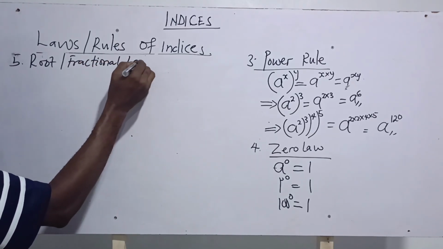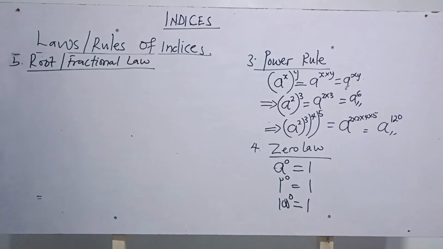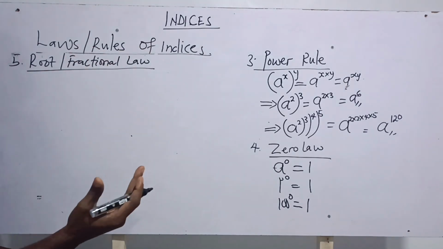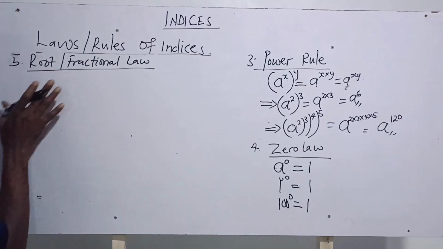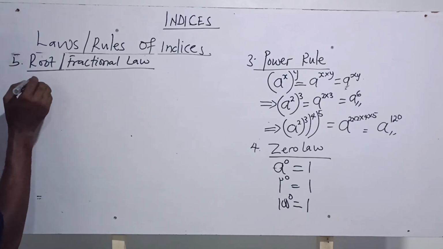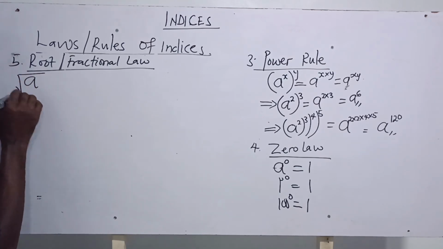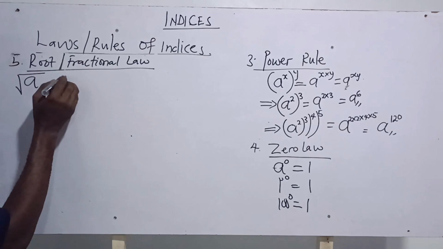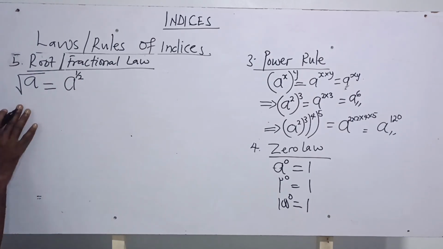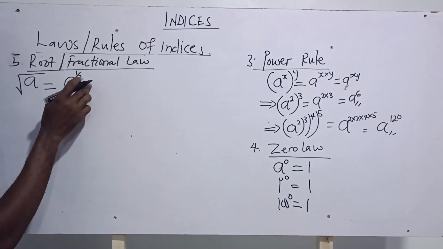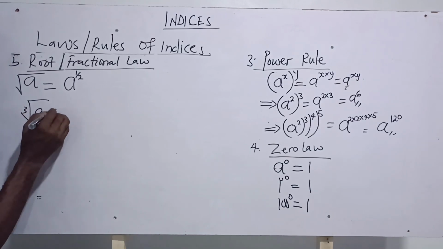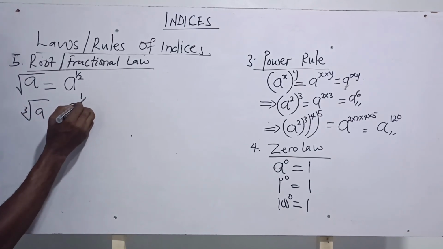Fractional law of indices. Because you can express some roots in the form of a fraction, I call it the fractional law. So if you're having root a, what this is saying is you should look for a raised to power 1 over 2. So root a means a raised to power 1 over 2. And if you're having cube root of a, it simply means a raised to power 1 all over 3.